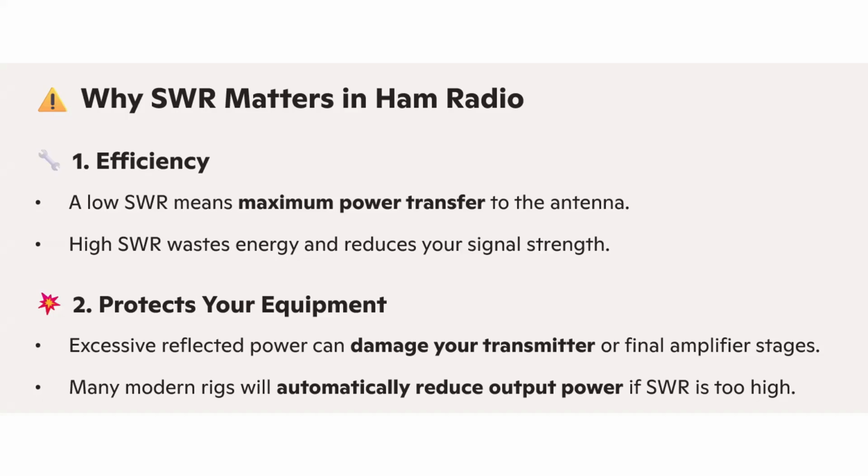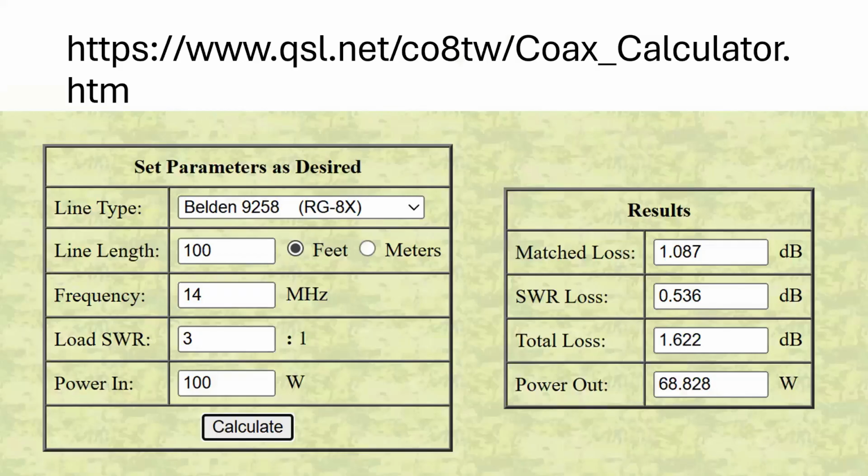Now, this is a coax loss calculator, and an impact of a mismatch is actually loss in the system in terms of watts. Okay. Or you can think of it in terms of dB. So this is an online calculator. I find it very useful.